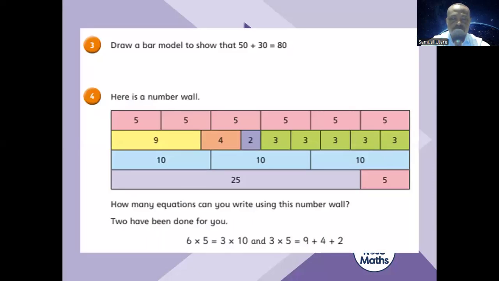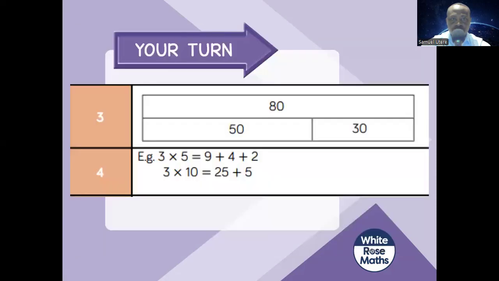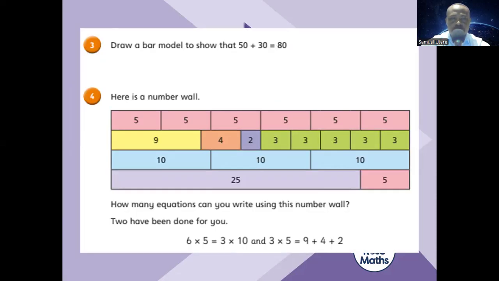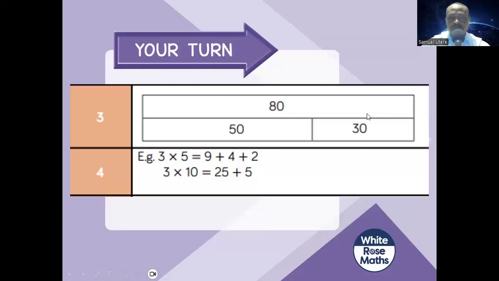Okay, I would like you to pause the video and have a go at questions 3 and 4. You can do them in about 4 minutes, or even less. Okay, assuming you paused the video and worked through them, here are the answers. Let's discuss them. Question 3: draw a bar model to show that 50 plus 30 is equal to 80. Remember, with our bar model, we add. So we're going to have 2 bars, one being 50 and the other 30, and then 80 as a big bar.